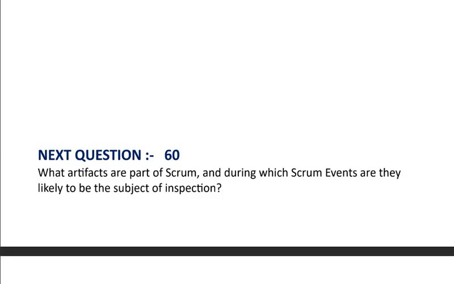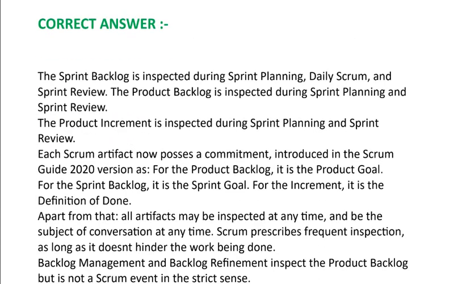Question is, what artifacts are part of Scrum and during which Scrum events are they likely to be the subject of inspection? Answer is the sprint backlog is inspected during sprint planning, daily Scrum, and sprint review. The product backlog is inspected during sprint planning and sprint review. The product increment is inspected during sprint planning and sprint review.